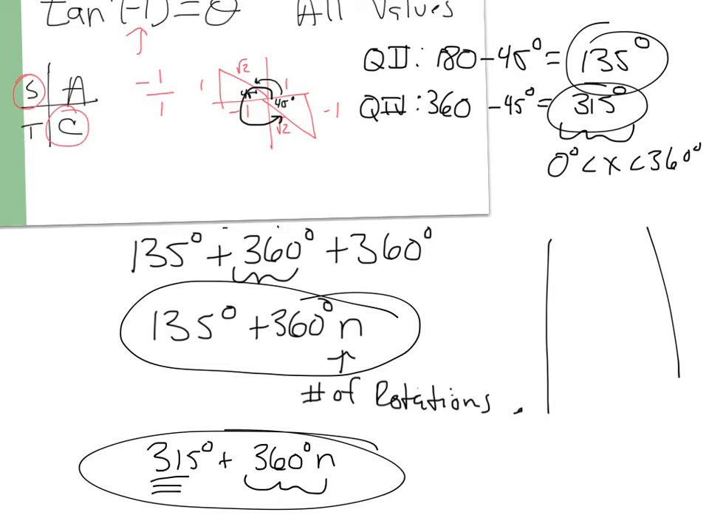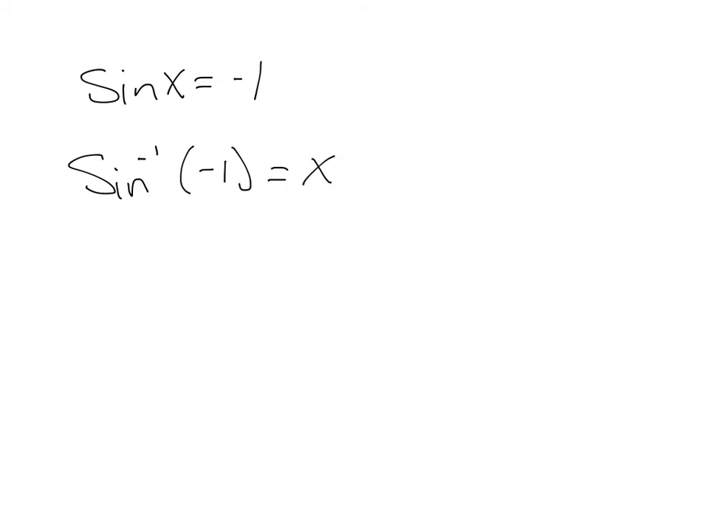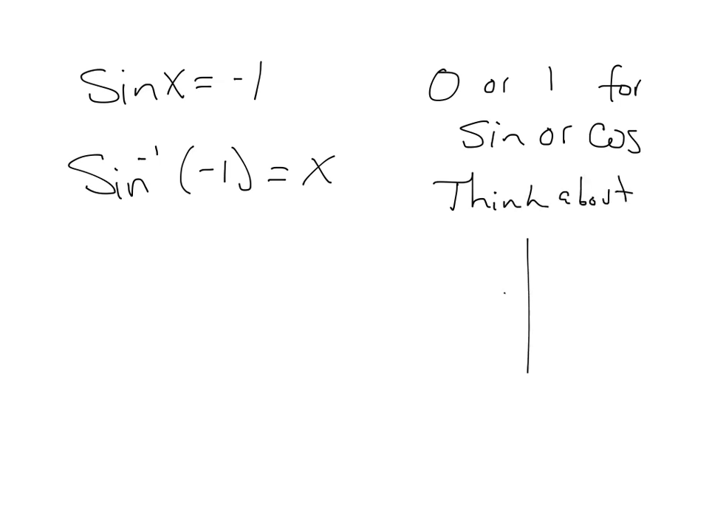So now I'm going to do a quick blank slide here, and we're going to talk about some other special values. If I said, what's the angle measurement when sine is equal to -1? So that's the same as saying sine inverse of -1 is equal to what degree measurement? A lot of times when I see 0 or 1 for sine or cosine only, I need to think about our 4 points around the unit circle.